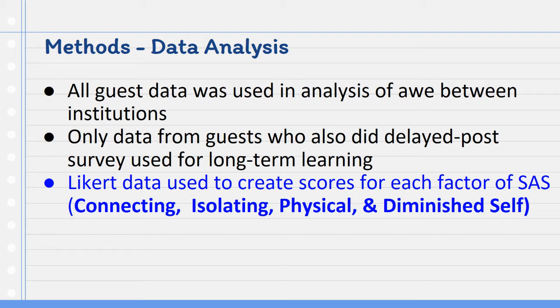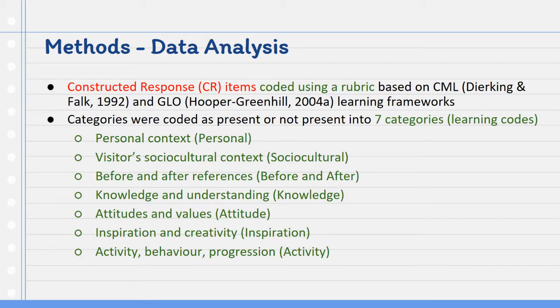Likert data was used to create scores for each factor of the situational awe score. The written constructed response items were then coded using a rubric that was based on the contextual model of learning by Dierking and Falk, and the generic learning outcomes model by Hooper-Greenhill. 7 categories or learning codes were created, and they were coded as present or not present in the text. These included personal context, visitor's socio-cultural context, before and after references, knowledge and understanding, attitudes and values, inspiration and creativity, activity, behavior, and progression. These are coded in green throughout the rest of this section.